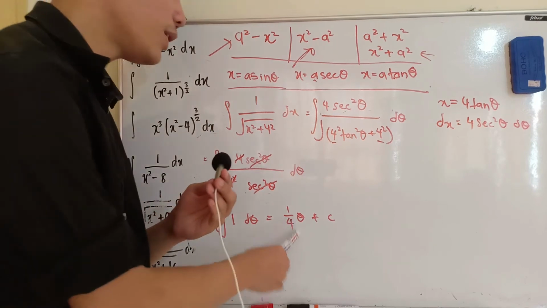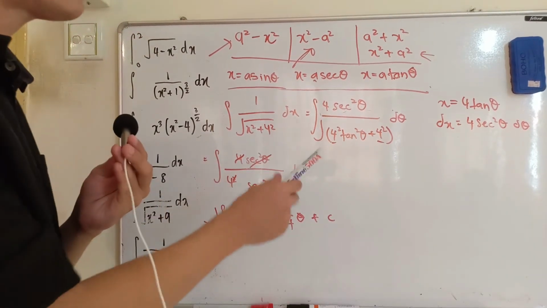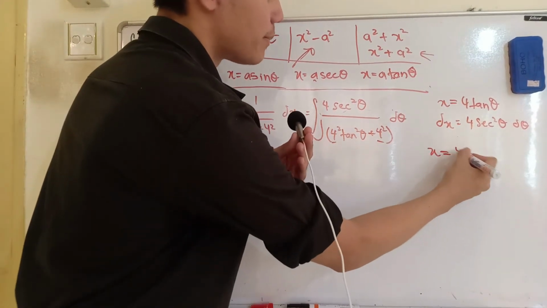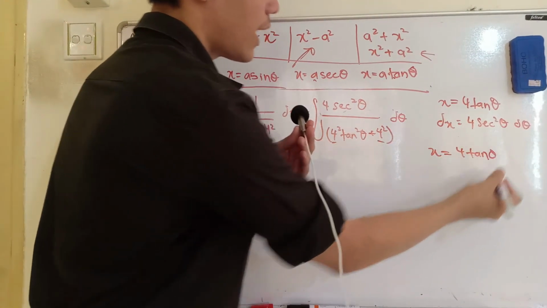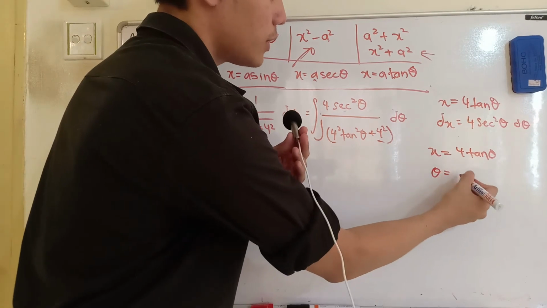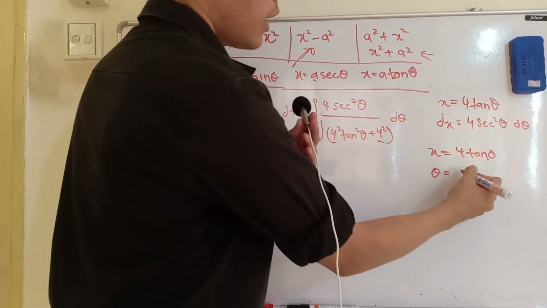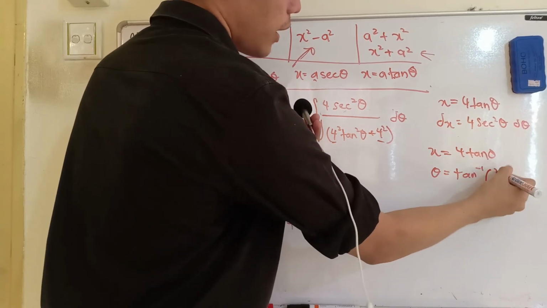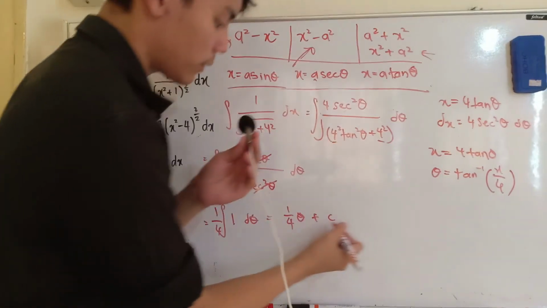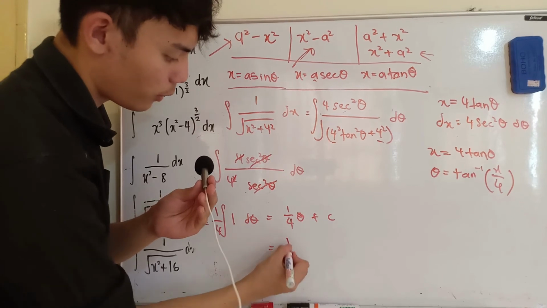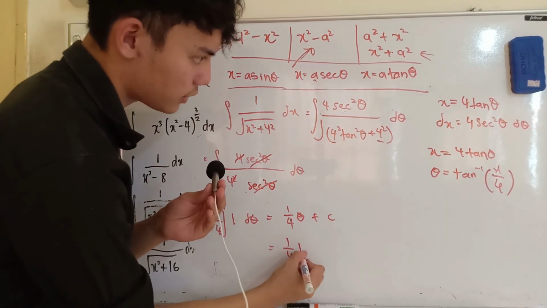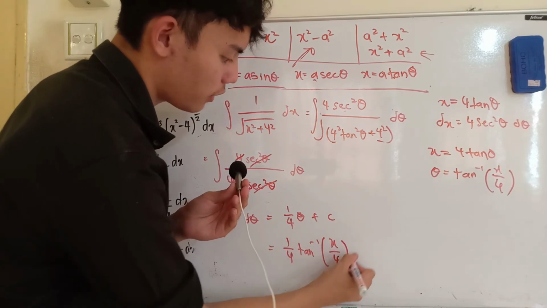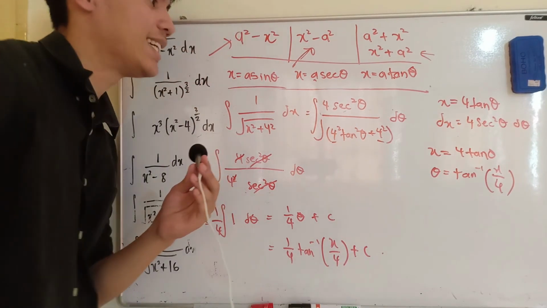But now we don't want it in the form of theta, we want it in the form of s. Using tangent theta equals s over 4, you find your theta, which is arctangent of s over 4. So you just substitute back over here: 1 over 4 arctangent of s over 4, plus c.